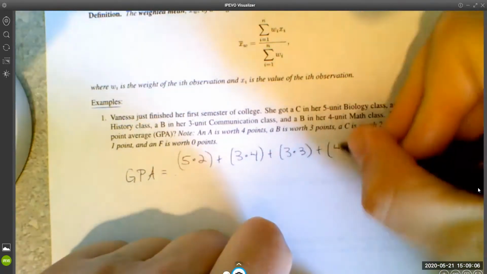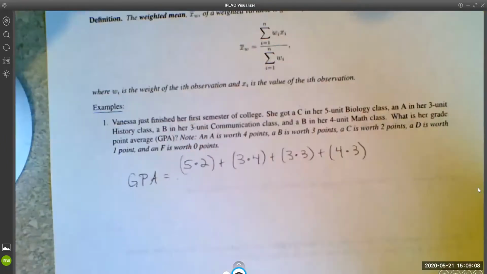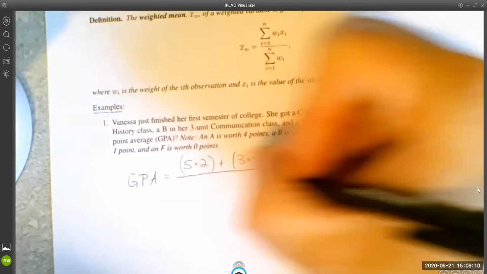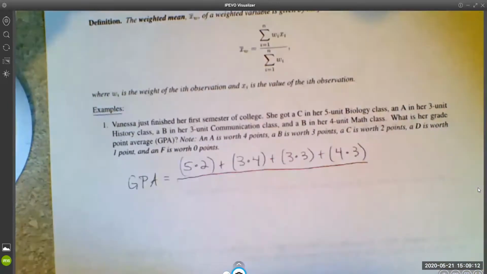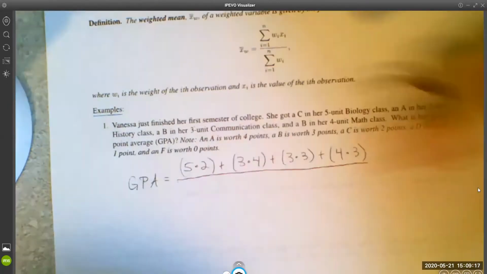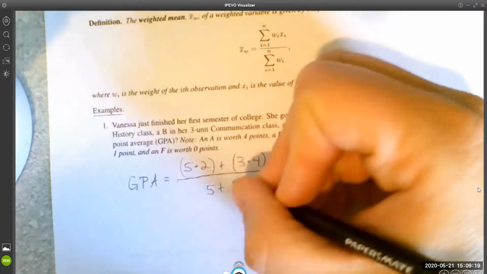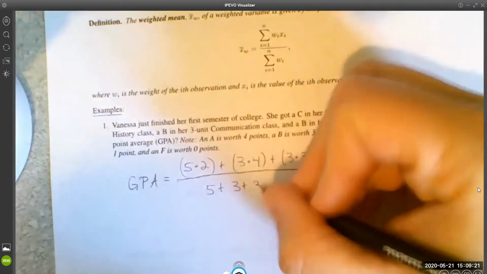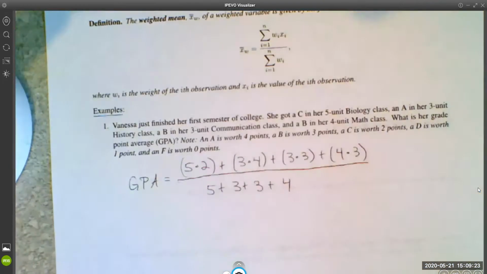It's a 4-unit class and she got a B in the class, okay? And then we're going to divide that by the sum of the weights. In this case, the sum of the total number of units that she took. So she had a 5-unit class, a 3-unit class, another 3-unit class, and then a 4-unit class. Okay, this is how her GPA is calculated.